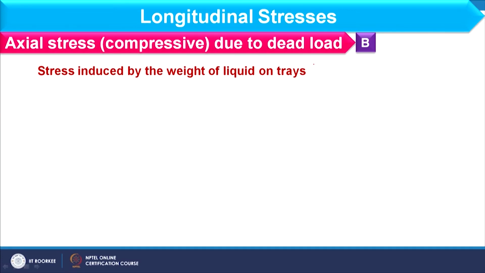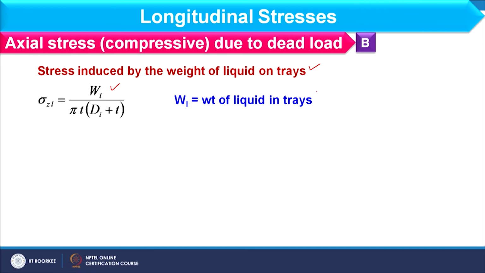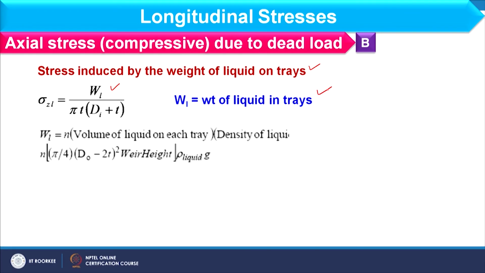Next we have stress induced by weight of the liquid on the tray, if I am considering the tray column, right. So, in this case this is the stress WL by pi T di plus T, and WL is the weight of liquid over the tray. Okay. And how we can calculate WL, that should be equal to N volume of the liquid on each tray, okay, into density of the liquid into G.